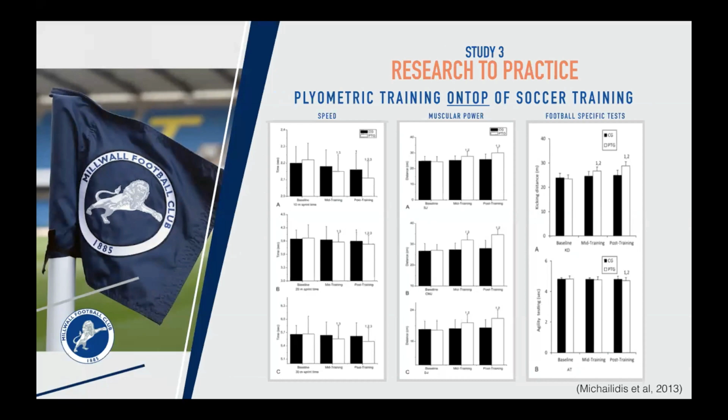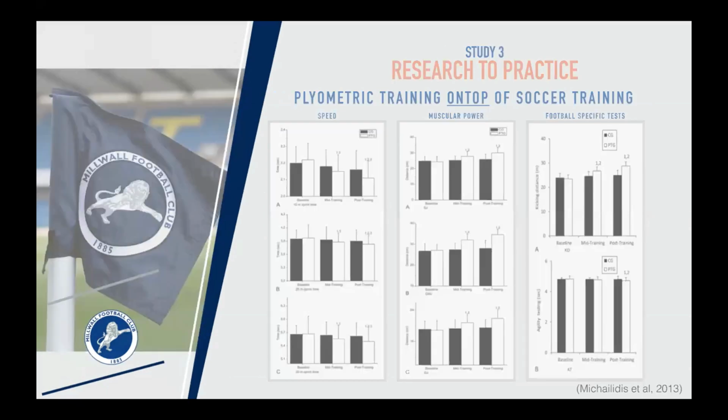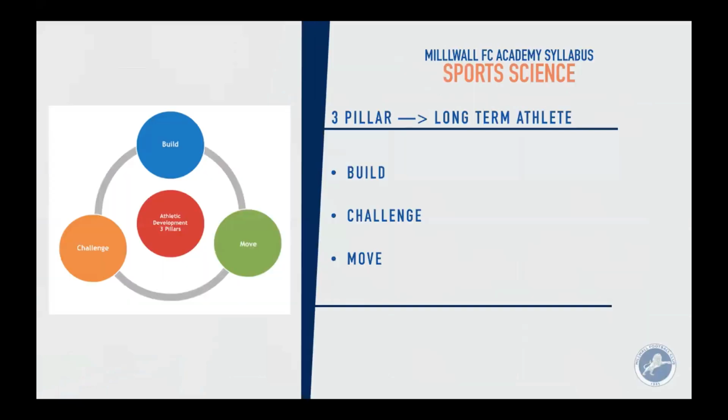And then my last slide, which is the syllabus that we do at Millwall, which is a 3-pillar approach to athletic development. We're looking at building, challenging and moving athletes: building physical capabilities through various movements, challenging the athlete in as many ways as possible, and moving in terms of on the field acceleration, deceleration, change of direction, and linking that with a technical coach in the football drills.